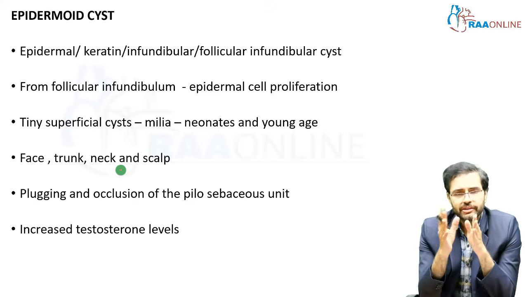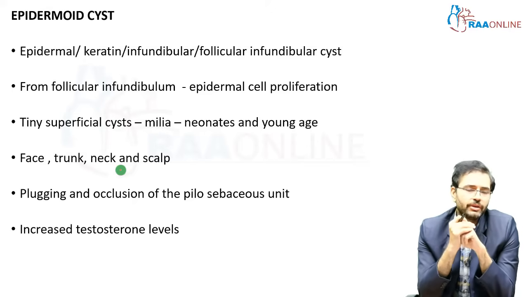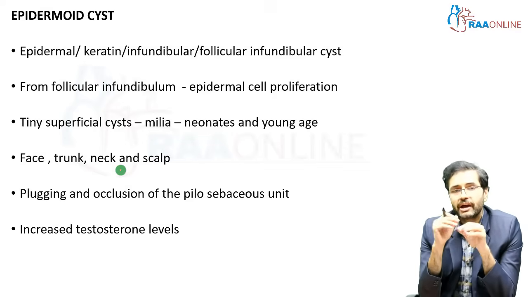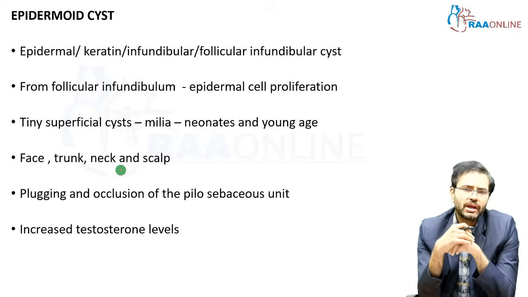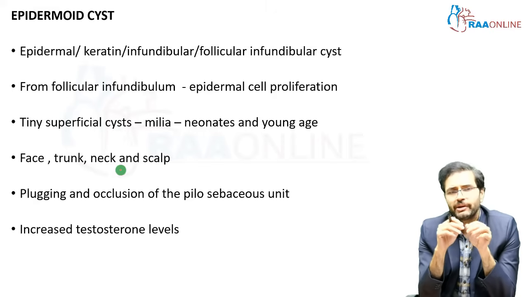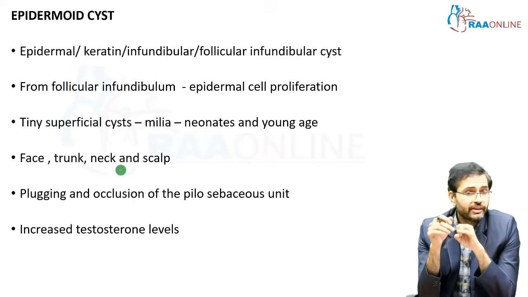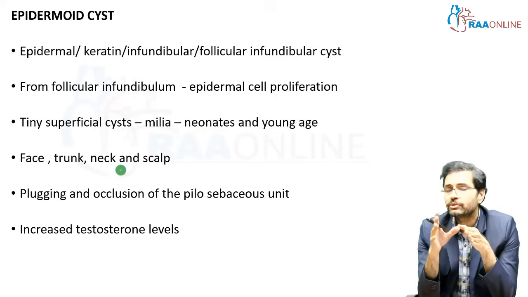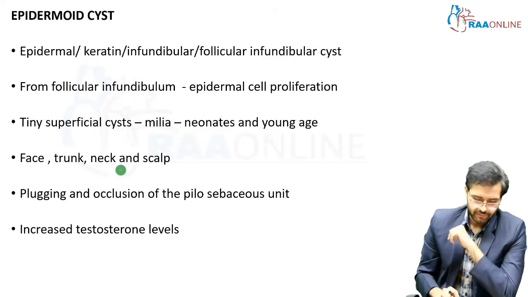Now, another important differential diagnosis for a sebaceous cyst is an epidermoid cyst. It is also called epidermal cyst, keratin cyst, infundibular cyst, or follicular infundibular cyst. It arises from the follicular infundibulum because of epidermal cell proliferation. In neonates and young children, it can appear as multiple superficial cysts, which are called milia. It can occur in the face, trunk, neck, and scalp, and it is caused because of plugging and occlusion of the pilosebaceous unit. It is characterized by increased testosterone levels.